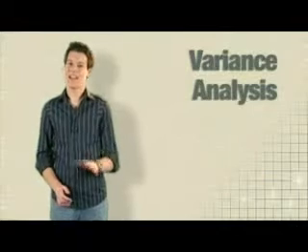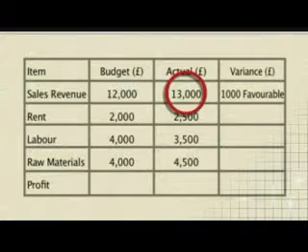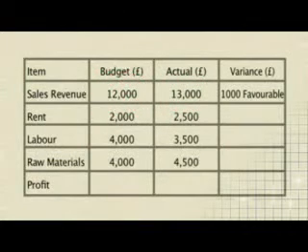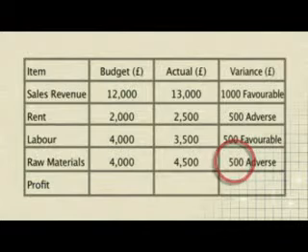How did you get on? Let's go through it and see how you got on. For sales revenue, you should have got £1,000 favourable variance, which is the difference between the actual and the budgeted figures. For rent, the variance is £500 adverse, because the firm had to spend £500 more than planned. For labour, it's £500 favourable, because they thought they'd spend £4,000 on labour, but only spent £3,500. And for raw materials, the variance is £500 adverse, because they were higher than planned.